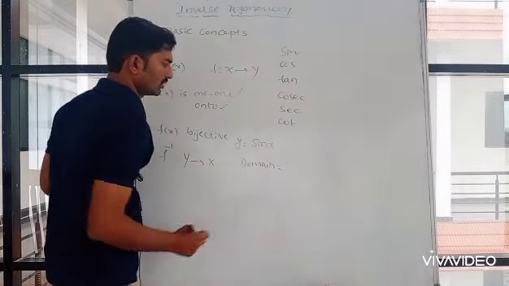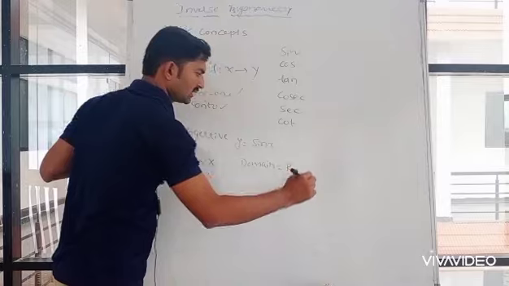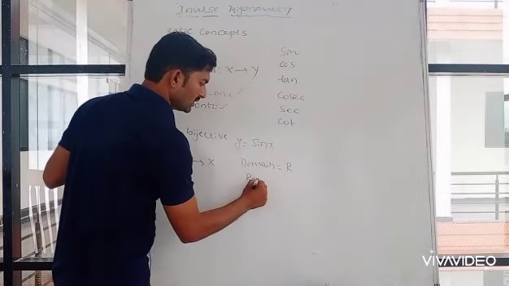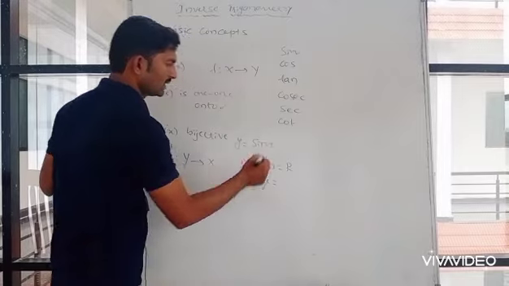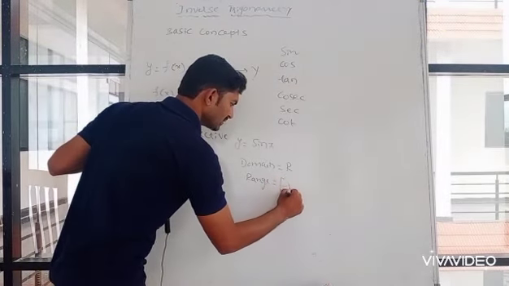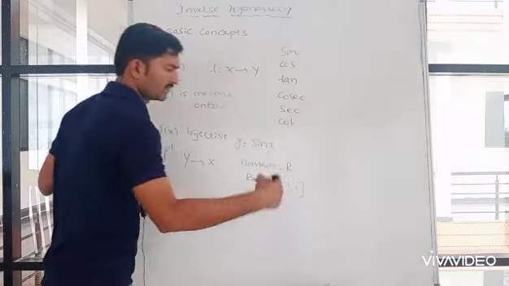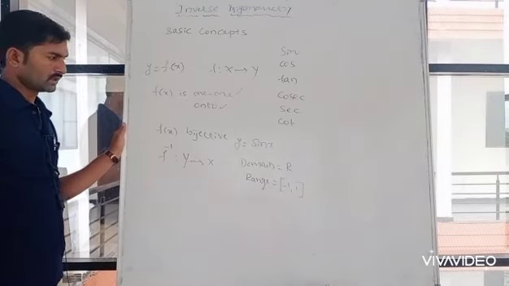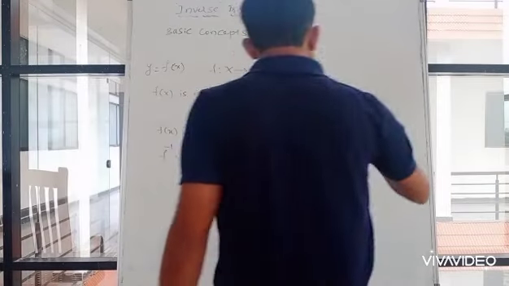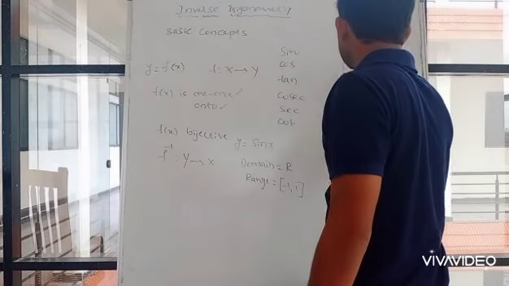The domain is R, capital R. Then what is the range? The range of this sine x function is the closed interval -1 to +1. Is it right? So we know the graph of this trigonometric function, the sine function. What is the graph?